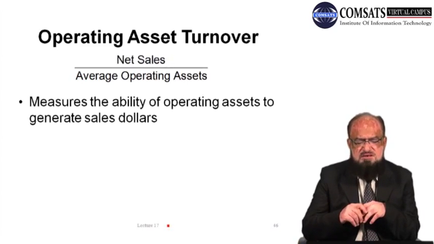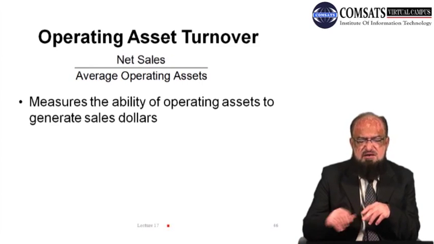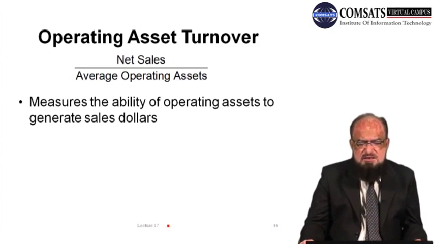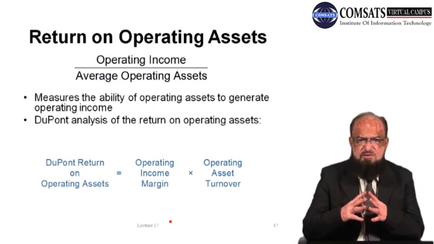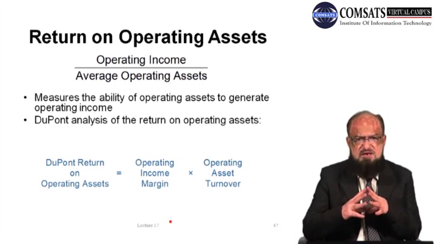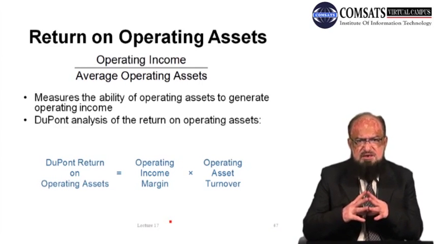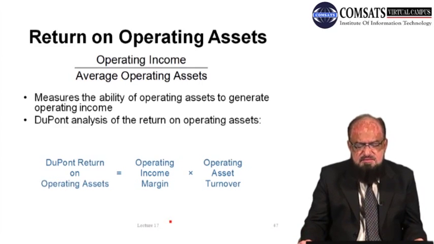Another formula we have discussed in lecture 17 is operating asset turnover. The formula was very simple: net sales divided by average operating assets. Another formula, already discussed in lecture 17, is return on operating assets. The formula is very simple: operating income divided by average operating assets.